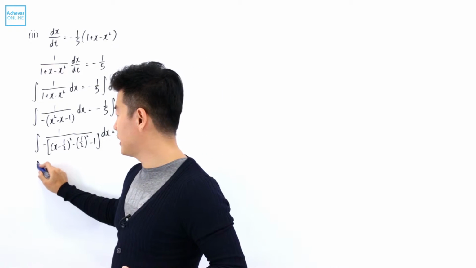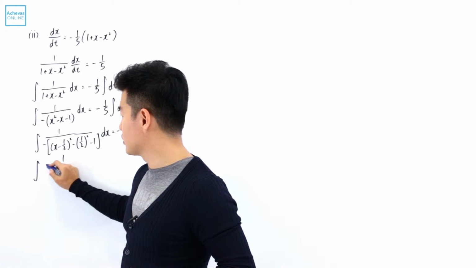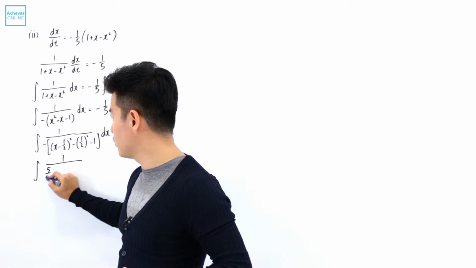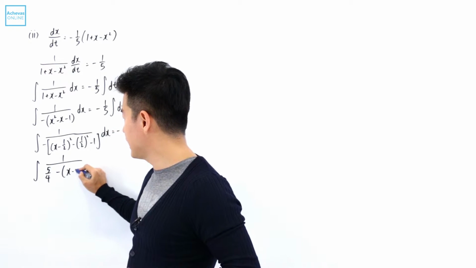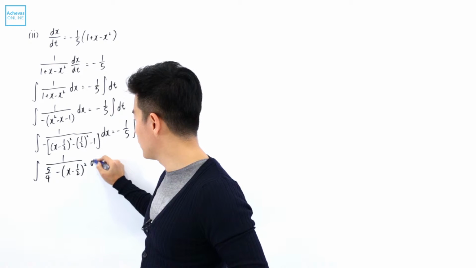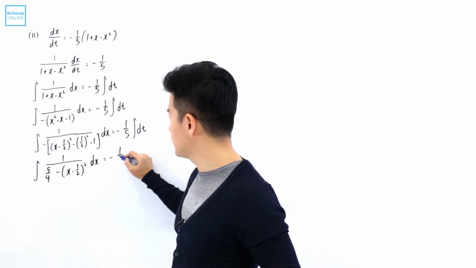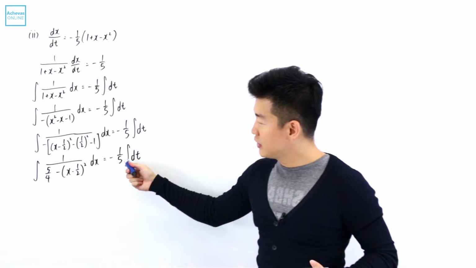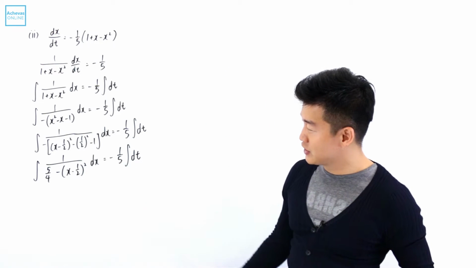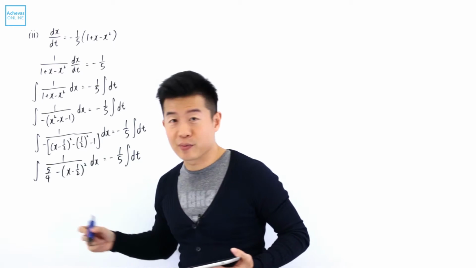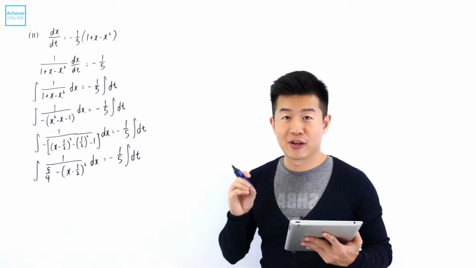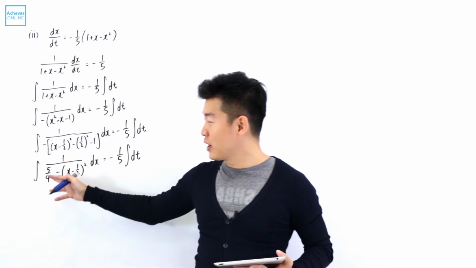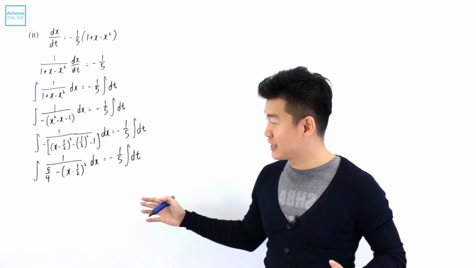So if I multiply the negative 1 back in, it is going to be 1 over (5 over 4 minus (x minus 1 over 2) squared) dx, which is equal to minus 1 over 5 times the integral of dt. For the right hand side, it is pretty easy to integrate because it is just 1. For the left hand side, I'm going to make use of what I have in my formula sheet, the integral of 1 over (a squared minus x squared).